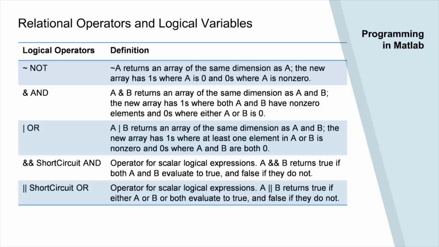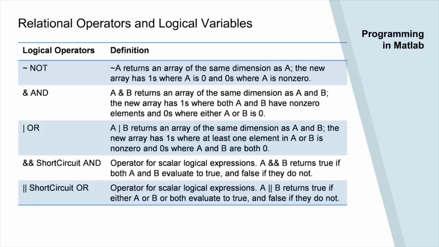Then we have the AND operator. When we say a and b, this returns an array of the same dimension as a and b, and the new array has ones where both a and b have non-zero elements and 0 where either a or b is 0. Then we have OR. When we say a or b, that returns an array of the same dimension as a and b. This new array will have 1 where at least one element in a or b is non-zero and 0s where a and b are both 0.